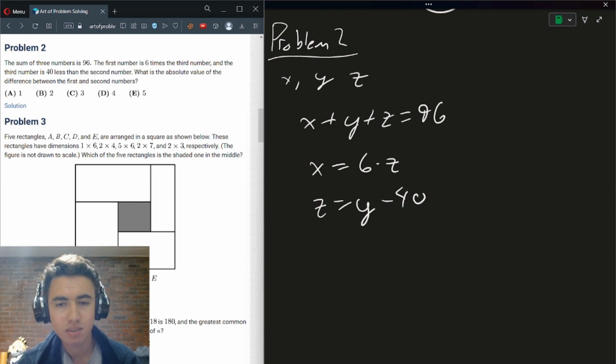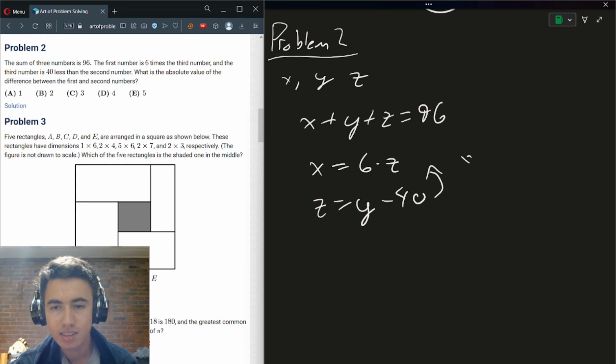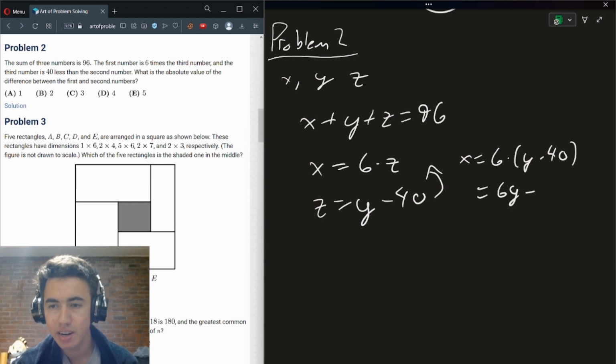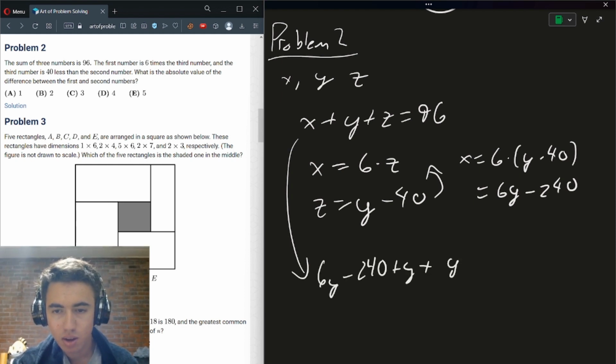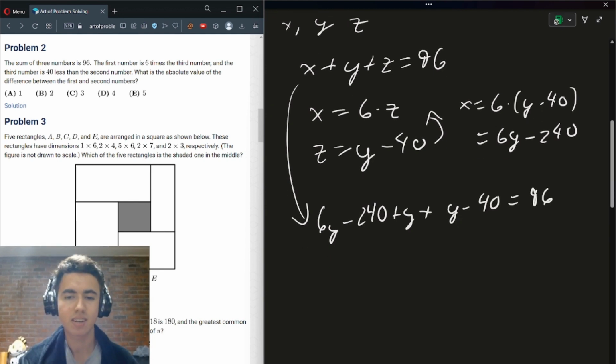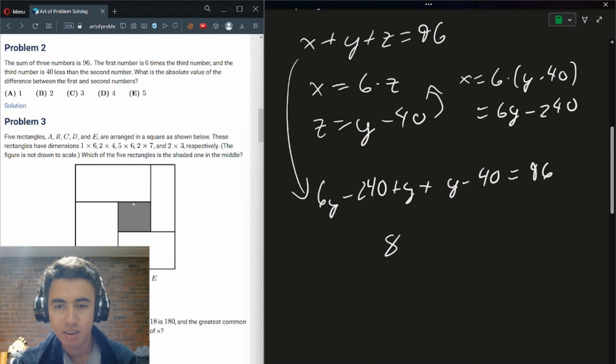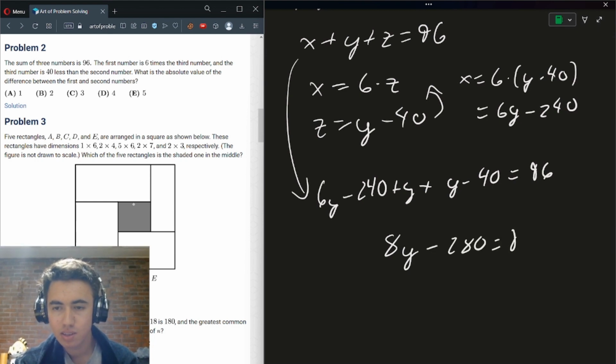And so now the easiest way that I see is just to plug things in, right? So first, let's plug this into here. We get x is equal to 6 times y minus 40, which is the same as 6y minus 240. Now, let's plug both these definitions into the x plus y plus z, right? So first, we have x is equal to 6y minus 240, and then we have z is equal to y minus 40. So we get, let's plug these in here, 6y minus 240 plus y minus 40 equals 96. And now we can just simplify this all out. We get 8y minus 280 equals 96.